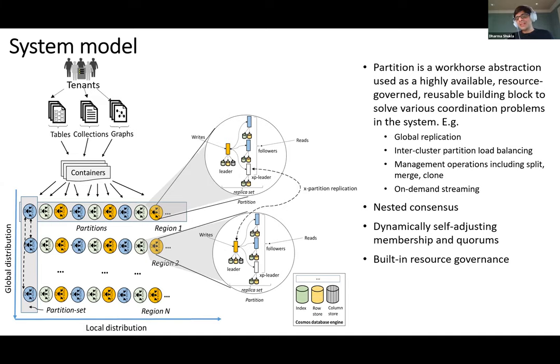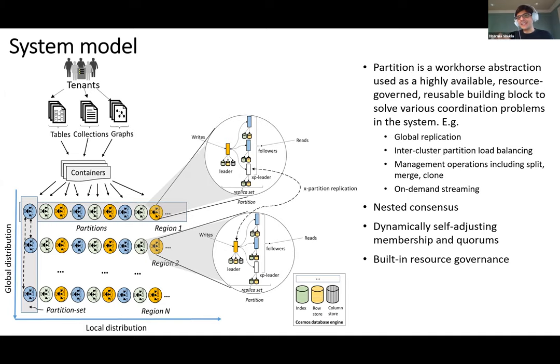So reads are directed towards the followers, and the writes go exclusively to the leader. There's a special follower called the XP leader. It is responsible for replicating across partitions, and the next level of agreement that we have to build is across partitions in a partition set.